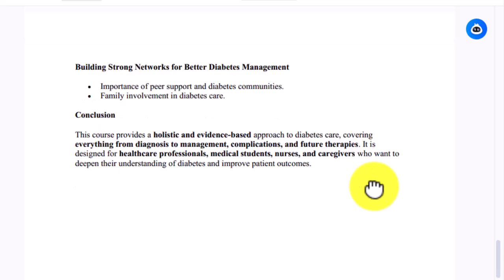This course provides a holistic and evidence-based approach to diabetes care, covering everything from diagnosis to management, complications, and future therapy. It's designed for healthcare professionals, medical students, nurses, and caregivers who want to deepen their understanding of diabetes and improve patient outcomes.